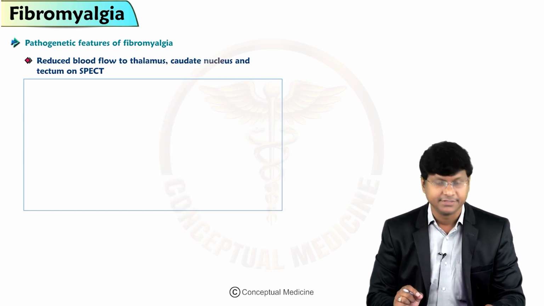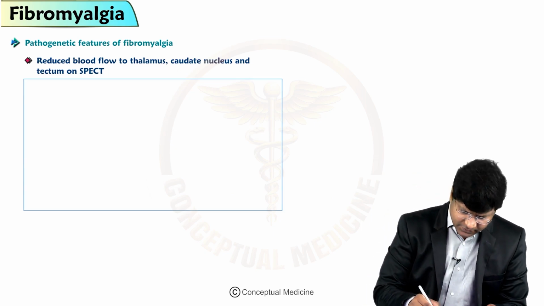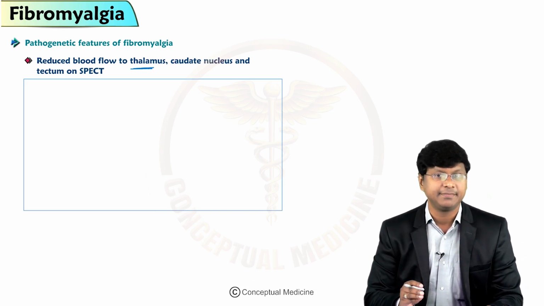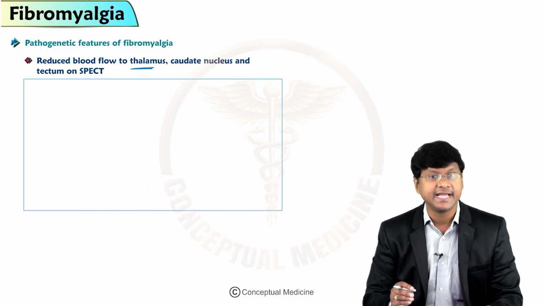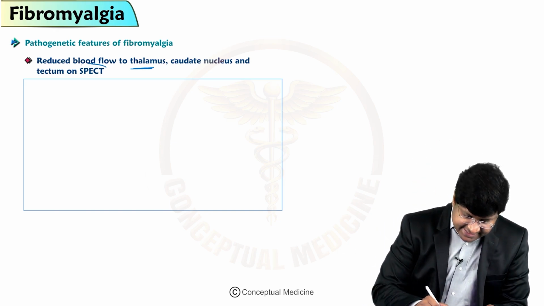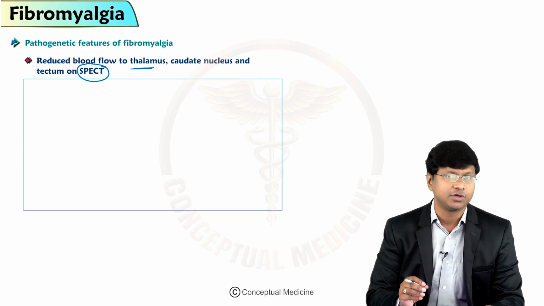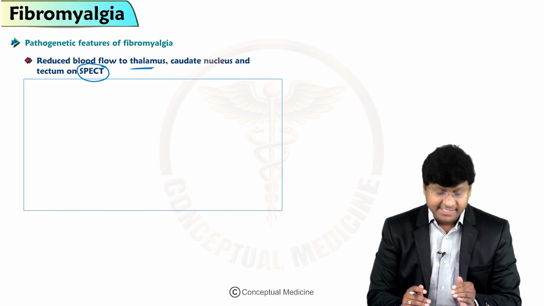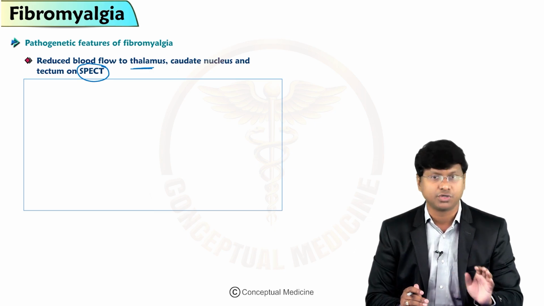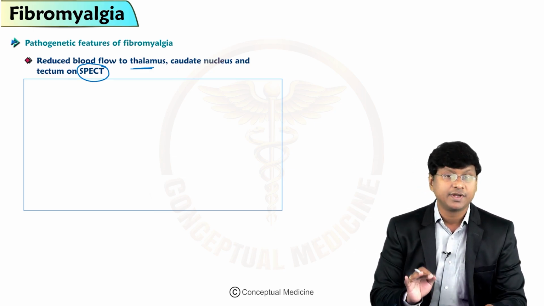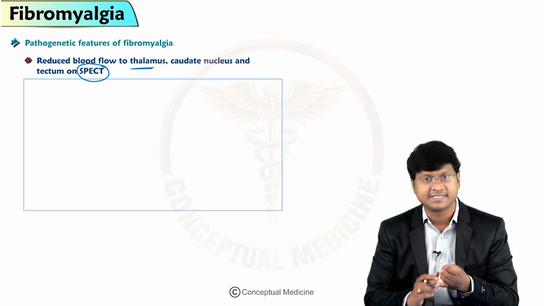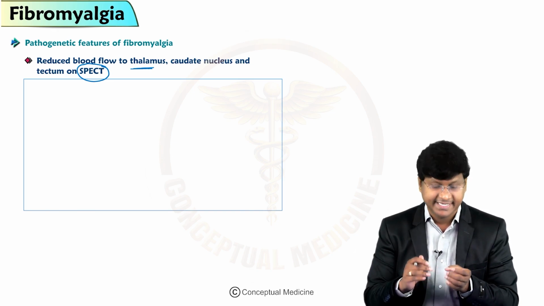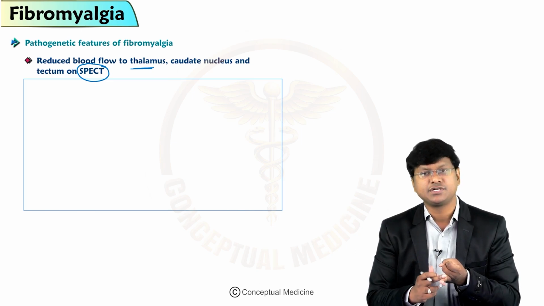Next, when you do imaging in patients with fibromyalgia, reduced blood flow to the thalamus, caudate nucleus and tectum on SPECT scan has been observed. That is single photon emission computed tomography. So reduced blood flow to these areas, the thalamus, caudate nucleus and tectum. These are the ones which are involved in signaling, integration and modulation of pain.